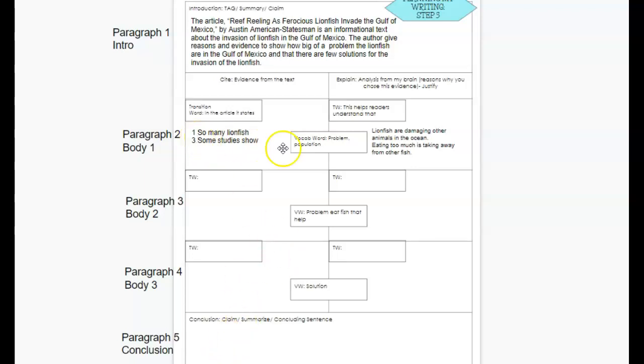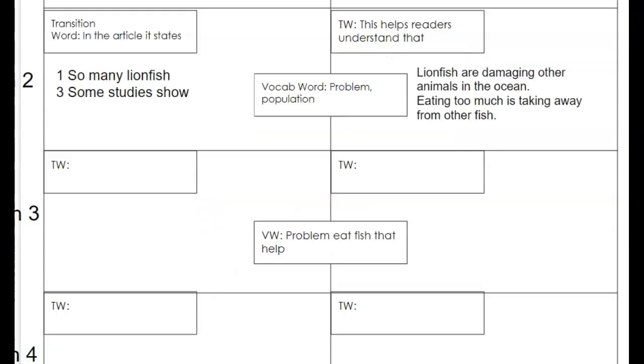We worked on body paragraph 1, which will be the second paragraph in our essay, yesterday. I'm going to zoom in, review it, and work on body paragraphs 2 and 3. Reviewing the parts: our vocab words are important words from either the prompt or the article that are helping us focus on what our paragraph is about.